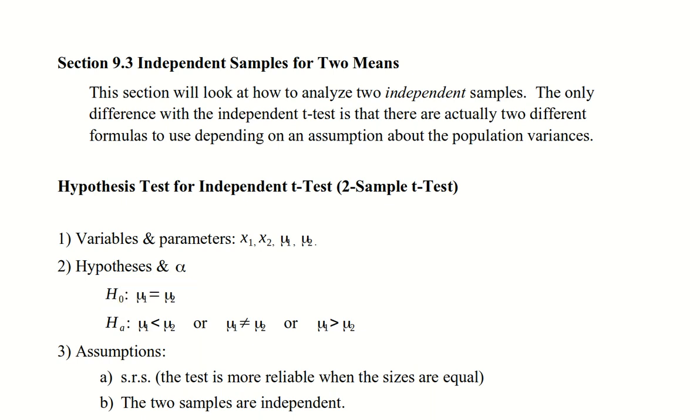Now, as always, our alternative hypothesis is one of three flavors. We could have that the first population mean is less than the second, or simply that they're not the same, or that the first is larger than the second. Any of those could be our alternative hypothesis.